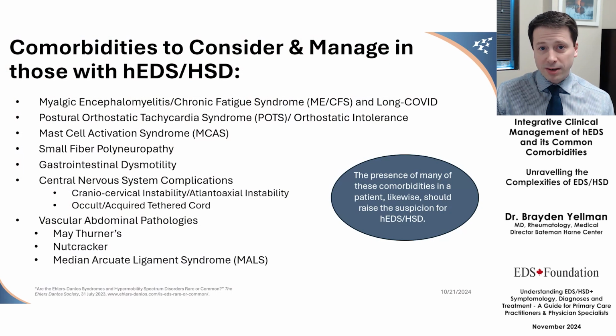So the first thing I want to touch on is all the common comorbidities we do see in hEDS, or a hypermobile spectrum disorder, and that includes things like ME/CFS, POTS, mast cell activation syndrome, small fiber polyneuropathy, gastrointestinal dysmotility, central nervous system complications, which can be acquired tethered cord, craniocervical instability, and a few others, as well as vascular abdominal pathologies. So we'll try to cover a few of these today, but I want people to be thinking about these comorbidities when approaching a hypermobile spectrum patient.